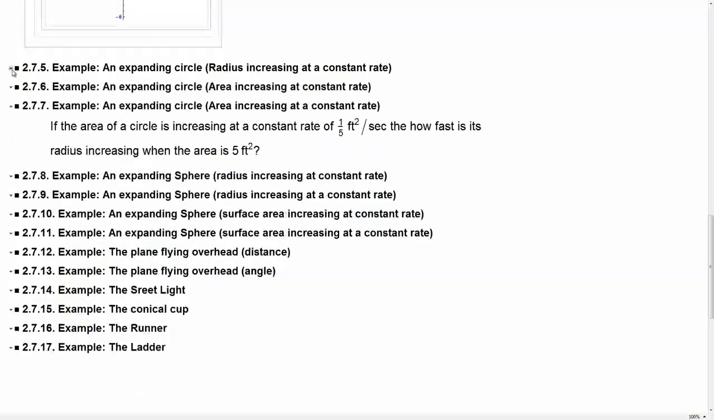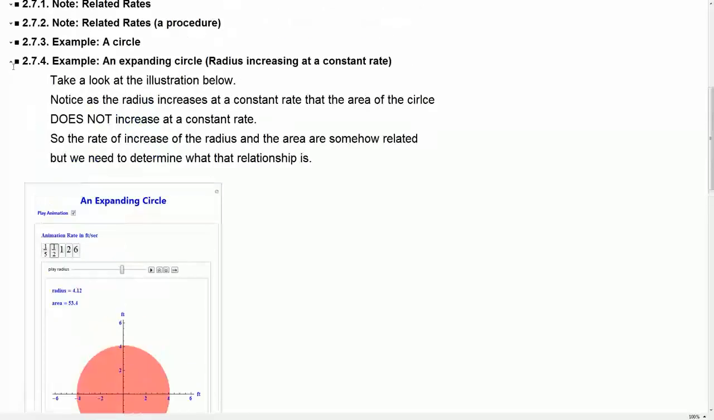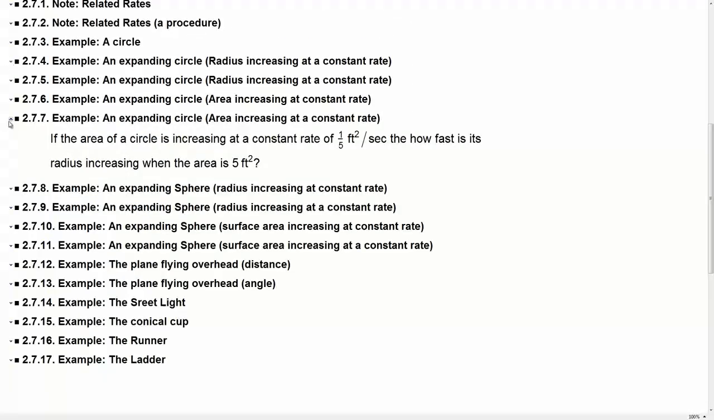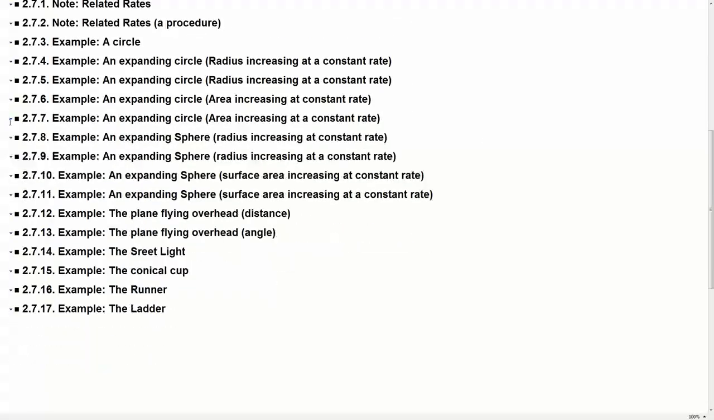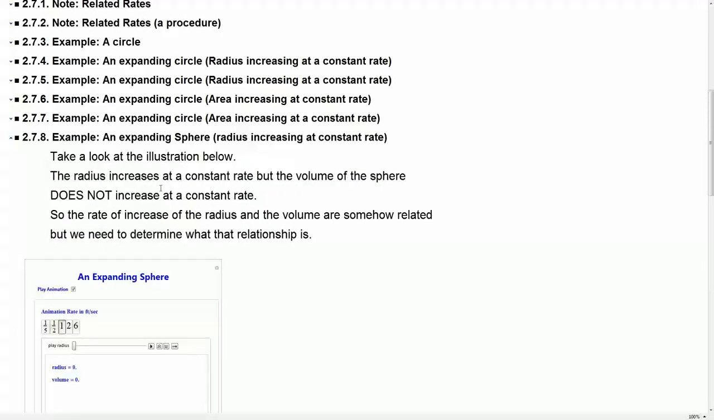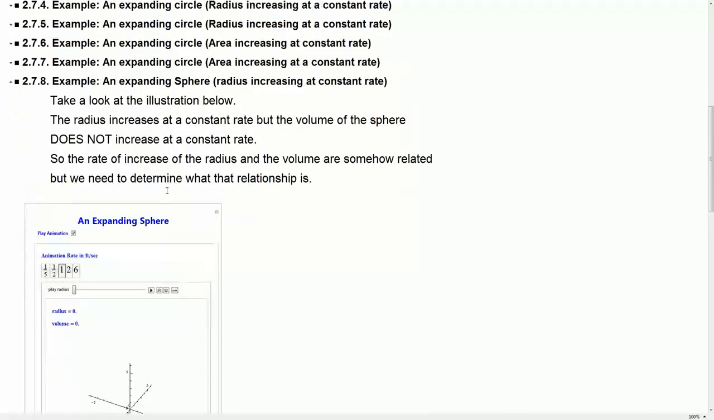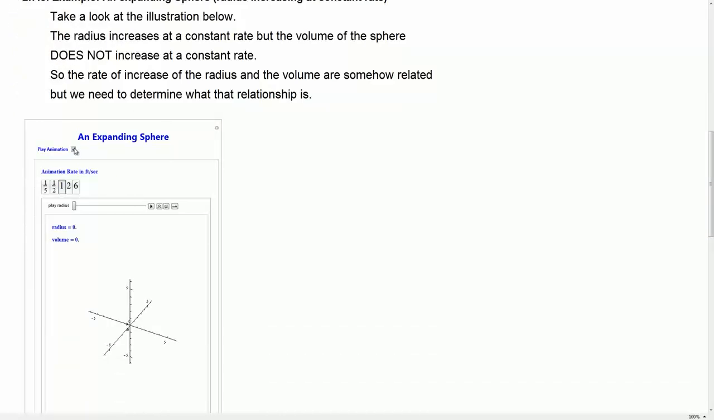Close some of these up. All right. Next example, a sphere. So now we're going 3-dimensional. In this problem, we have a sphere with the radius increasing at a constant rate. So we've got our radius. Let me play this. The sphere is growing. How is the radius connected to the volume? If the radius is growing at a constant rate, how does it affect the change of the volume? Let me make it grow a little faster.